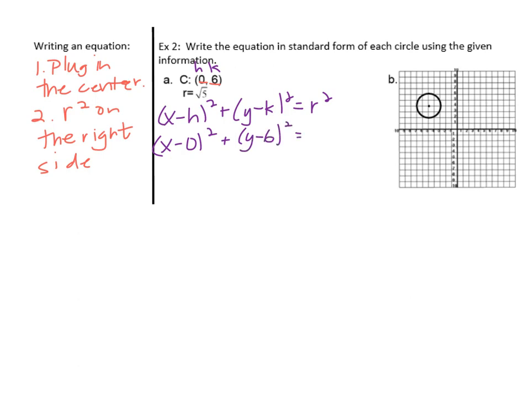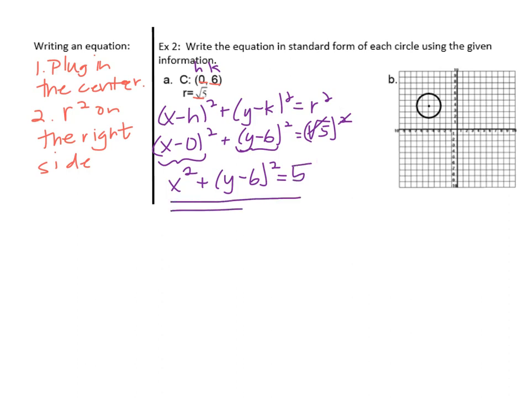And then on the right, the radius is the square root of 5, but we're going to plug that in and then square it. So from here, all we have to do is simplify. X minus 0 is just x. That would default our formula just to x squared. Y minus 6 doesn't simplify, and again, we don't have to FOIL, which is really nice. We can leave it in this form. On the right, the square root and the squared cancel, and the radius squared equals 5. And that's it. That's the equation of this circle with a center at 0, 6 and a radius of the square root of 5.